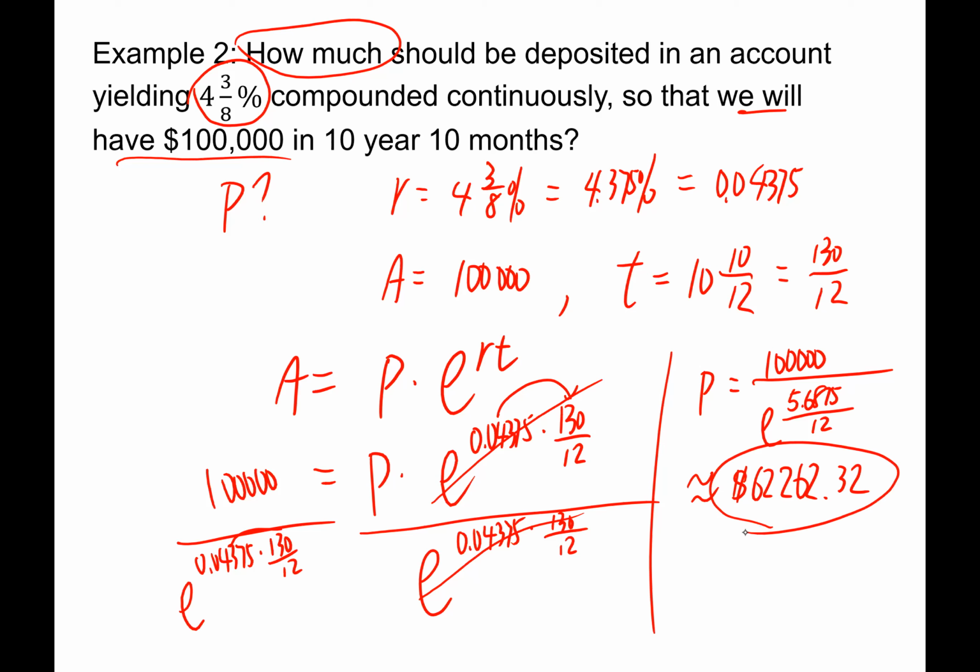Okay, and that's your initial investment in order to achieve this goal. In 10 years, it's like almost doubling your money, right? Based on this rate, compounding continuously.